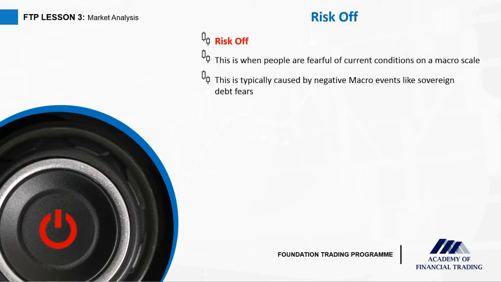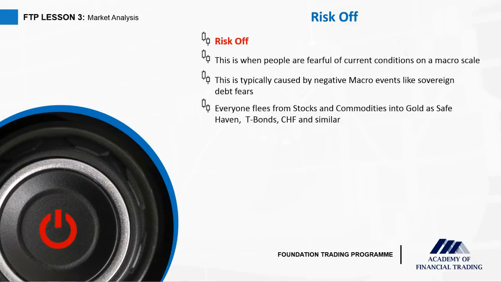So for instance, back in October 2011, Eurozone ministers indicated that Greece bondholders may have to take much bigger losses on their debt. As a result, the markets became very fearful. There was an aspect of risk off in the market. So what sort of assets would people look to buy when they are terrified of economic conditions?